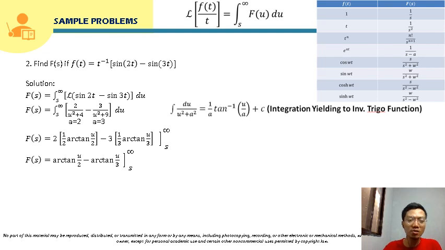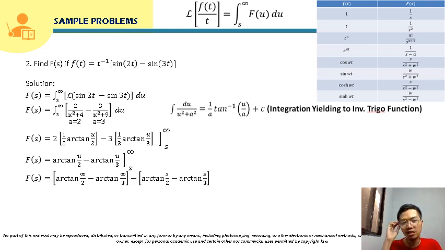Okay, so simplifying this, now we can cancel 2 and 1/2 here. So this will just become arctangent of u over 2. And then minus, we can cancel 3 here. So this will become arctan of u over 3. Now we will evaluate this from s to infinity. We just substitute infinity to all u here, minus, then substitute s to all the variable u here. So doing that, this will become arctangent of infinity over 2 minus arctangent of infinity over 3 minus arctangent of s over 2 minus arctangent of s over 3.